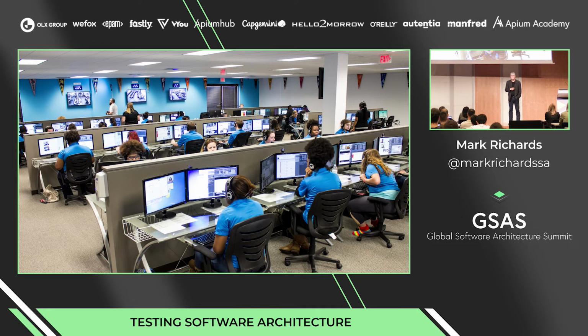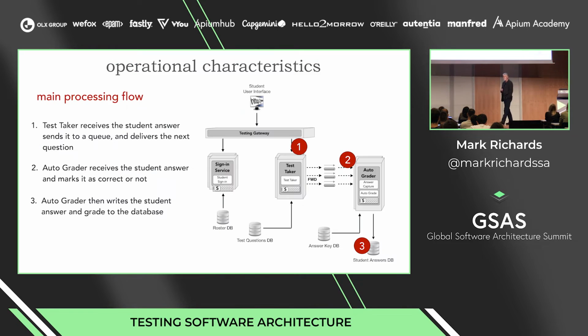Well, we built the system, and I have the architecture here, and here's how it works. First of all, the test taker, this middle service right here, receives the student answer. It submits it to a queue. Once I get verification it's in the queue, I then deliver the next question to the student. The auto grader, meanwhile, dequeues that student answer and compares it against the answer key to see if it's correct or not. And then number three, the auto grader inserts it into the student answer database.